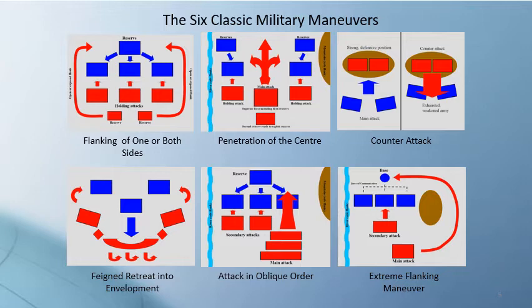Or you can have a feigned retreat that envelops the attacker, or you attack with all your strength on one side, right? Or you have an extreme flanking maneuver where you send your cavalry around the back.